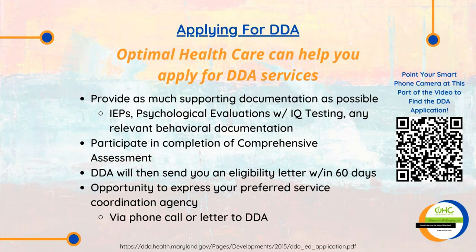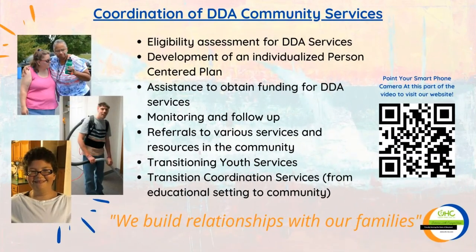You can indicate your preference on this letter and return it to DDA by mail, or you can call DDA and let them know your preference. If you don't indicate a preferred agency within 30 days, DDA will randomly select a service coordination agency for you. However, you can still change agencies at a later date.